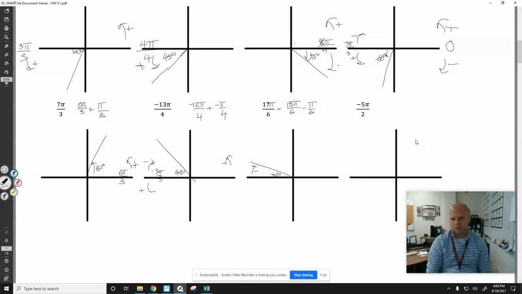Negative 5 pi over 2. I like to just work my way around. 1 pi over 2. 2 pi over 2, right? 2 pi over 2 is the same as just pi. 3 pi over 2. This is negative 3 pi over 2. Negative 4 pi over 2. That's the same as negative 2 pi. So this is negative 5 pi over 2 down here. 90 degrees.